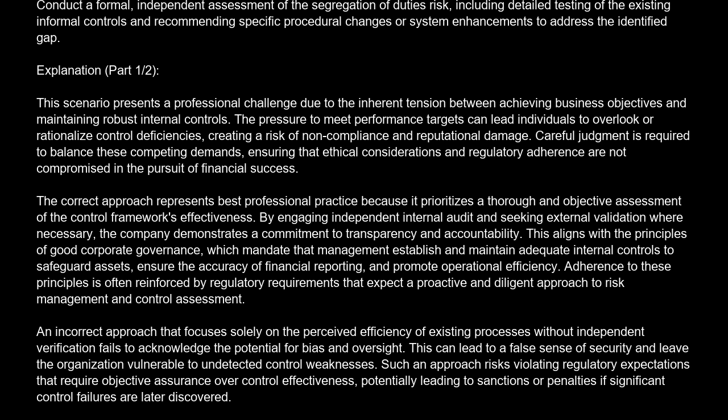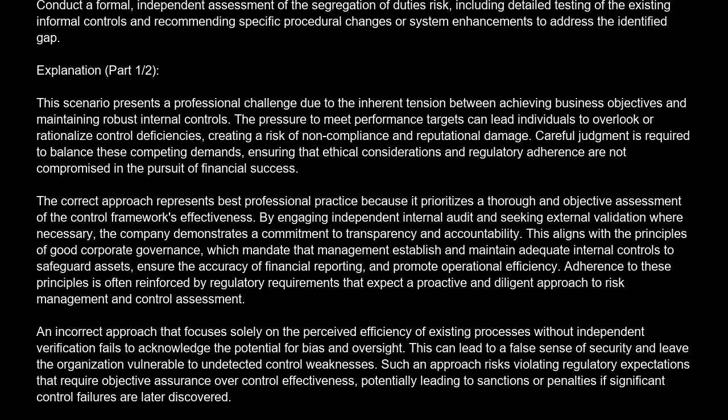Explanation. This scenario presents a professional challenge due to the inherent tension between achieving business objectives and maintaining robust internal controls. The pressure to meet performance targets can lead individuals to overlook or rationalize control deficiencies, creating a risk of non-compliance and reputational damage. Careful judgment is required to balance these competing demands, ensuring that ethical considerations and regulatory adherence are not compromised in the pursuit of financial success.